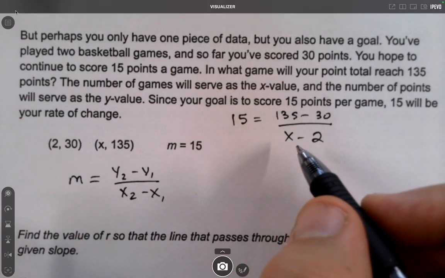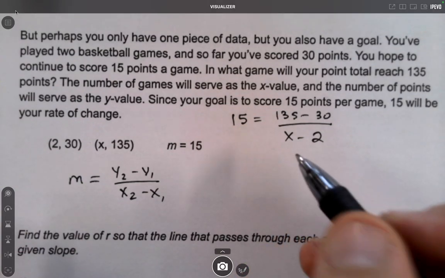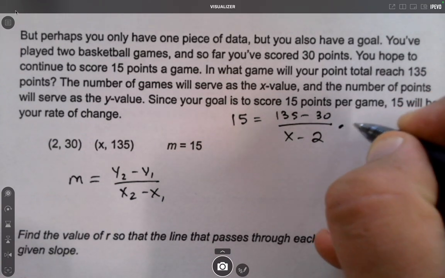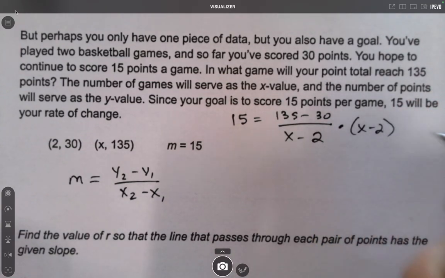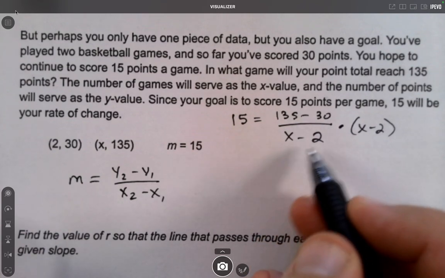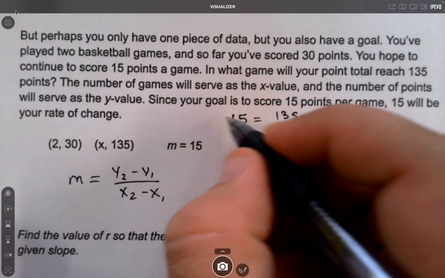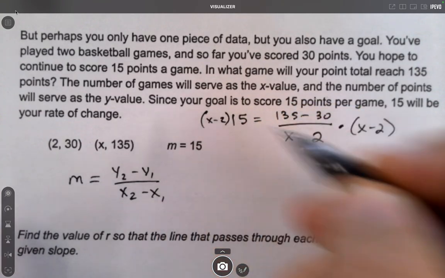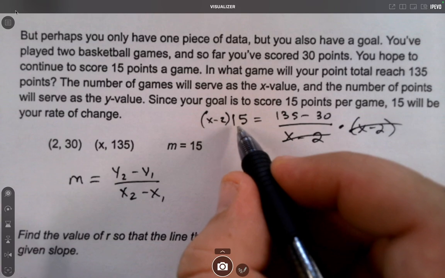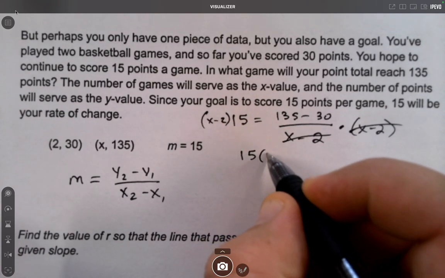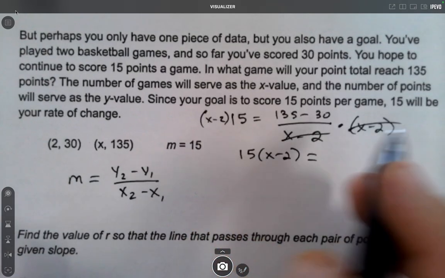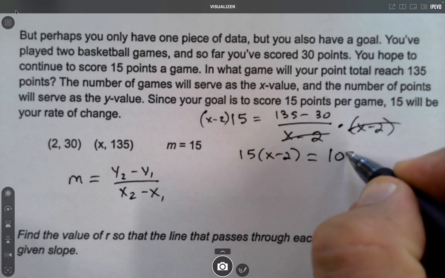So we can't solve for x when it's in the denominator. We've got to get it out of there. And to move something out of a denominator, you multiply both sides by it. So this x minus 2 can't be separated. This is dividing the whole of x minus 2. So we have to multiply both sides by the whole of x minus 2. So here we get 15 times x minus 2. And then I'll go ahead and subtract these. 135 minus 30 is 105.